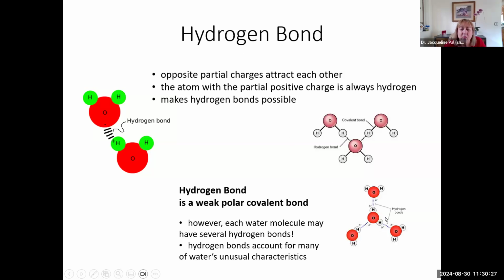Okay. And when we look at a water molecule, what we notice is any one water molecule can easily have 3 different hydrogen bonds. And this is going to account for water's very unusual characteristics. And there's going to be a whole video just on water's characteristics. So make sure you watch that.